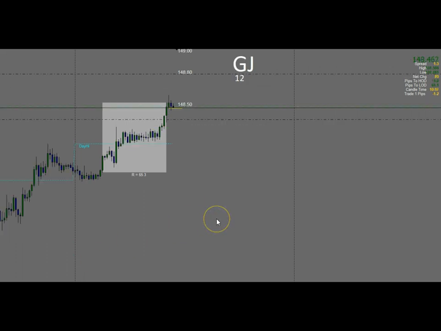Pound Japanese yen is a trade that I've taken. Came through our entry point, hovering around that 50 mark, so looking for that to break through that 50 and up towards 80.